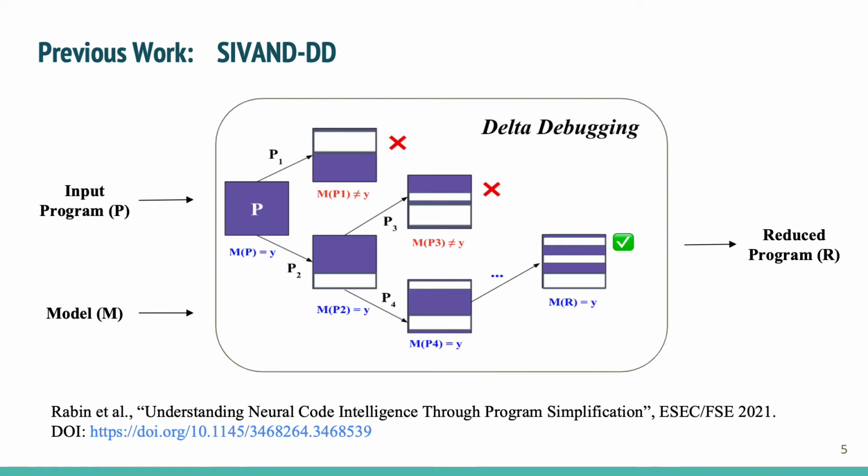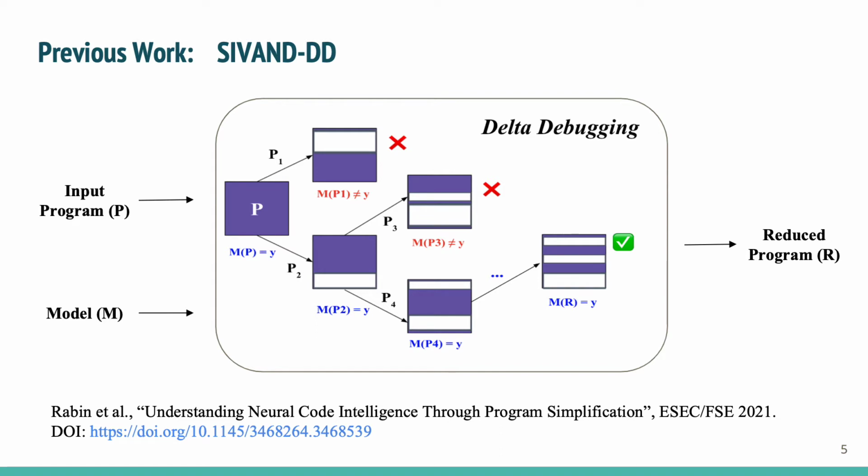In our previous work, we used delta debugging as the reduction algorithm to reduce the size of an input program. Given an input program P and a model M, the approach first records the target prediction Y given by the model M on program P. Then delta debugging produces a candidate program by removing some parts from the original input program. If the reduced program does not provide the same prediction Y, it then rejects this candidate. Next, it creates another candidate by removing some other parts from the program. It then iteratively searches for the final reduced program R that produces the same prediction as the original input program.